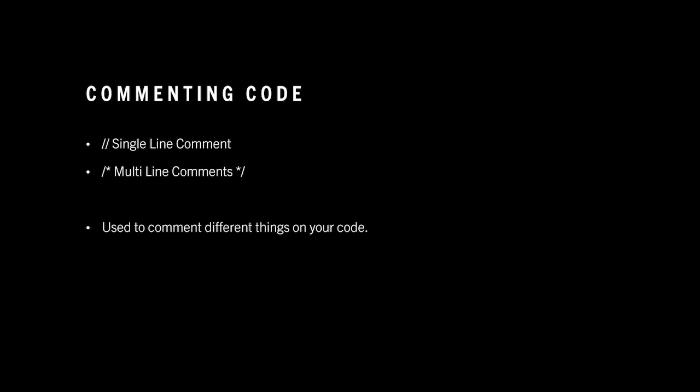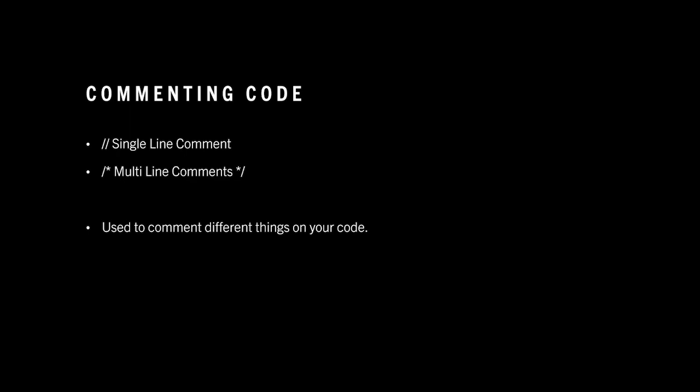Now, the single line comment is, as you know, used for smaller purposes, for single lines, and the way you would do it is just two backslashes. Now, for the multi-line comments, you would do a backslash and then an asterisk, and then you would mark the ending of that comment with an asterisk and then a backslash.